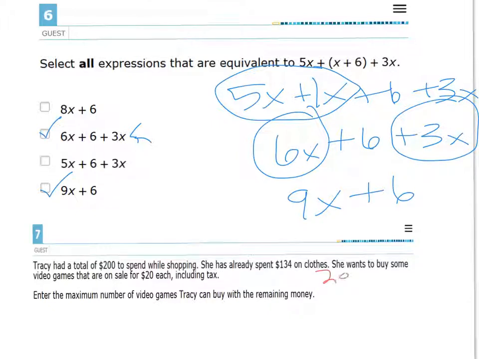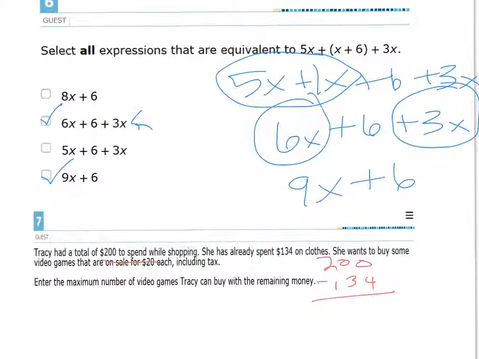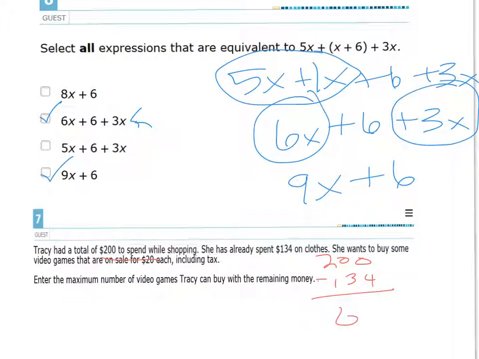Now, we will take the $200 that she has the total to spend, subtract the $134 to see how much money she has left over. So in this case, she ends up having $66 left over. So we take our $66 and we divide by the $20 because we want to know, since each video game costs $20, we want to see how many of those video games we can get. So once we divide 66 divided by 20, we end up with about 3 video games.